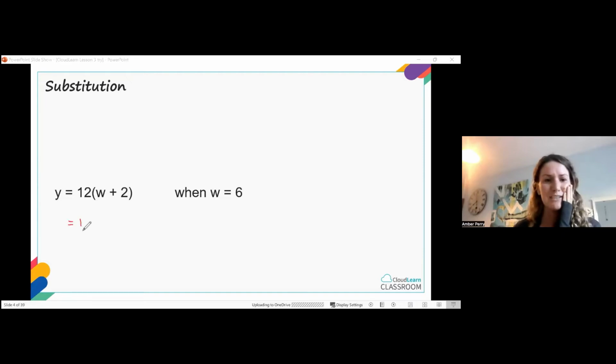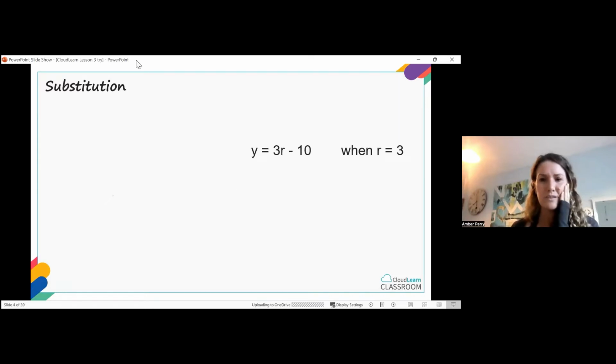So that's going to be 12 multiplied by, we're going to substitute that w there for a 6 plus 2. That's going to be 12 then multiplied by 8, which is indeed 96. So throwing you back into your times tables here.